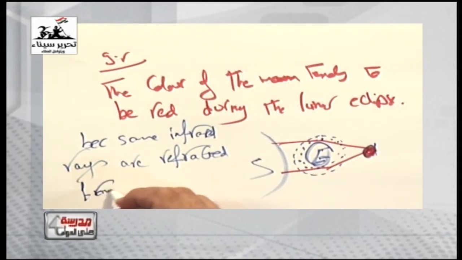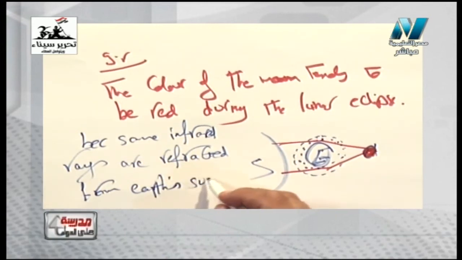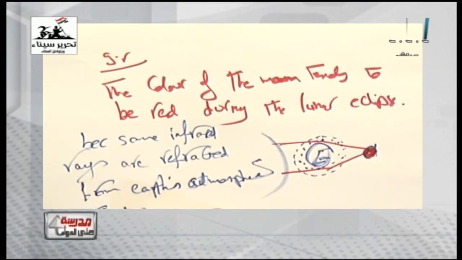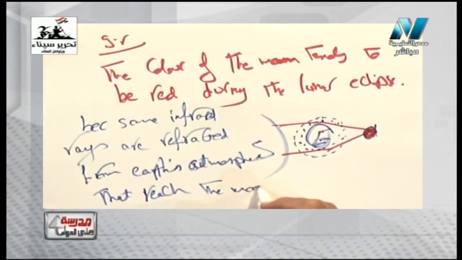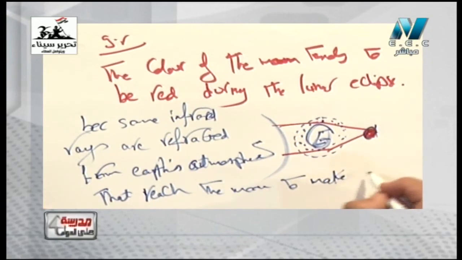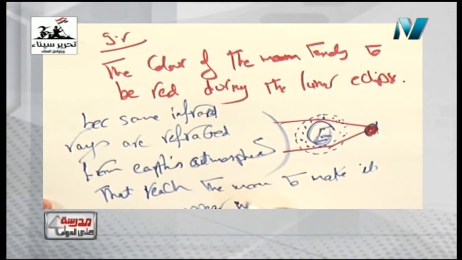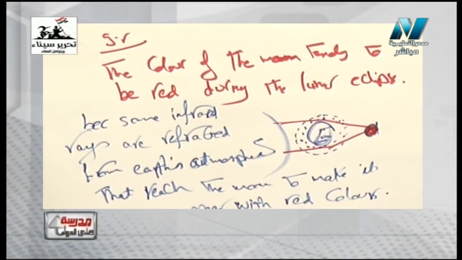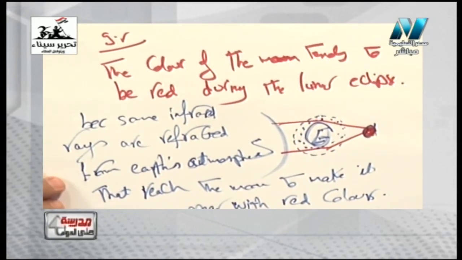Refracted from Earth's surface or from Earth's atmosphere, that reach the moon، بتوصل للقمر، to make it appear with the red color. سؤال كبير شوية، لكن سؤال مهم جدا. So again, give reason, the color of the moon tends to be red during lunar eclipse because infrared radiation is refracted from Earth's atmosphere to reach the moon and make it appear with the red color.